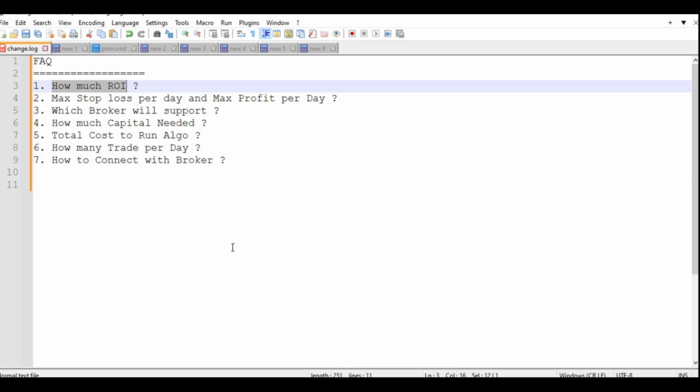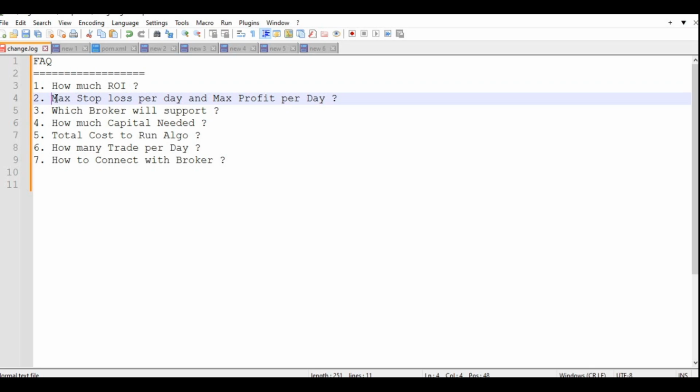So the next question is, what is the max loss and max profit? Max loss is 3,000. We will not get more than that, and we will be taking 3,000 rupees per day. And max profit, we don't have any cap, but I have created a trailing stop loss.